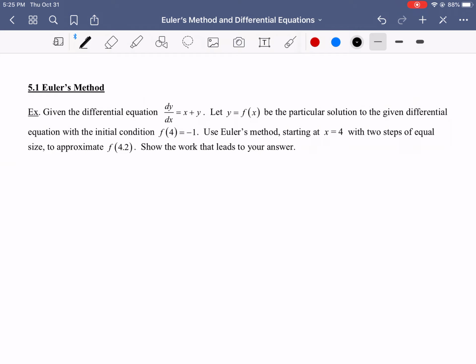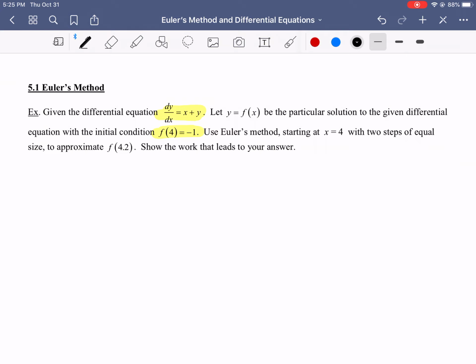Okay, so given the differential equation, dy/dx is equal to x plus y, let y equals f of x be the particular solution to the differential equation with this initial condition, f of 4 is equal to -1. Use Euler's method starting at x equals 4 with 2 steps of equal size to approximate f of 4.2. Show the work that leads to your answer.